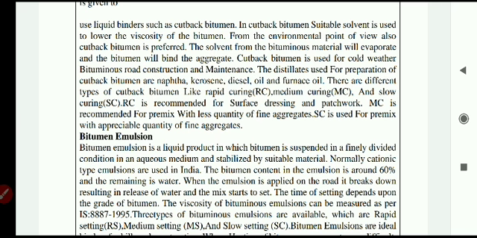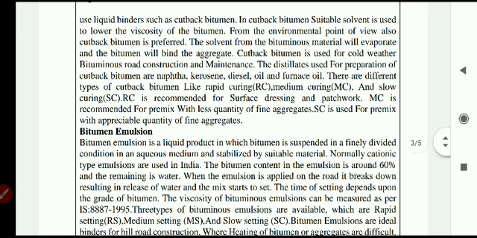In order to handle the bitumen across various temperatures, we add different solvents. It may be diesel, kerosene, or petrol. So if we are adding any additive or solvent to the bitumen just to reduce or lower its viscosity value, then that particular bitumen is known as cutback bitumen.